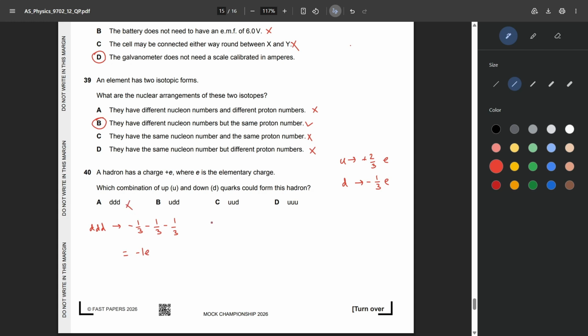So it's not A. U, D, and D will be 2 by 3, minus 1 by 3, minus 1 by 3, which is equal to 0. So it's not option B either. UUD has a charge of 2 by 3 plus 2 by 3 minus 1 by 3, which is equal to positive 1. The answer is C. And UUU is going to be 2 by 3 plus 2 by 3 plus 2 by 3, which is equal to 2. So not option D either.